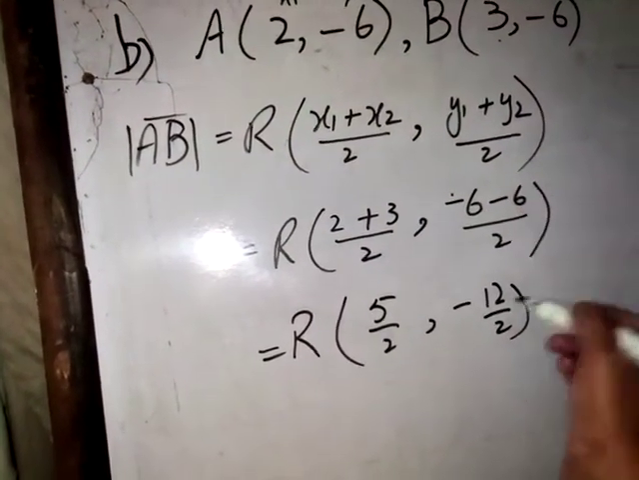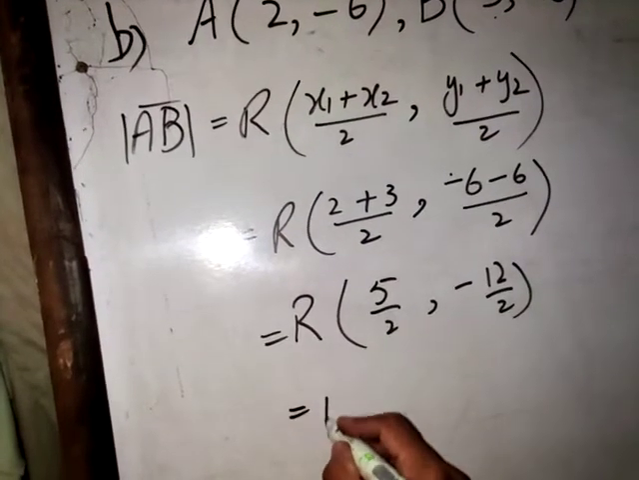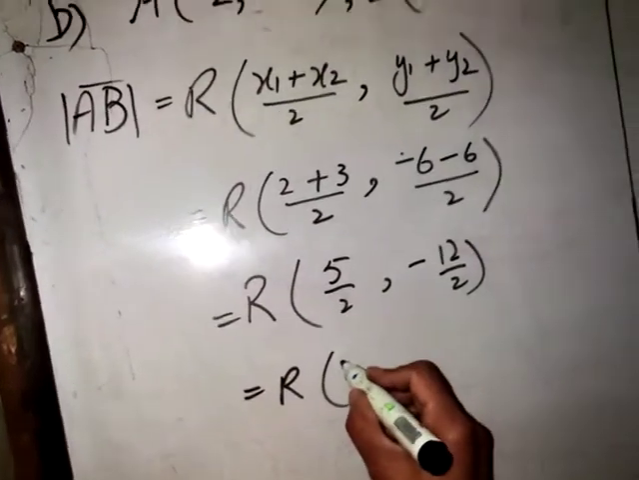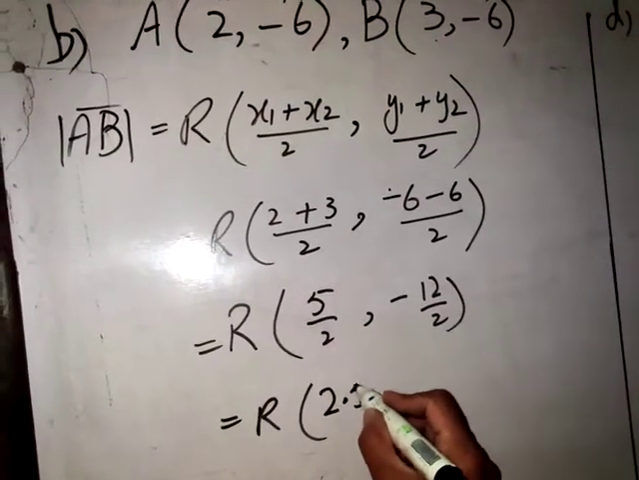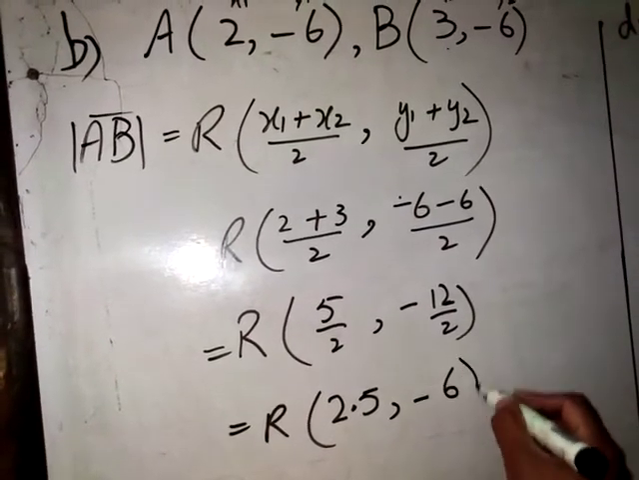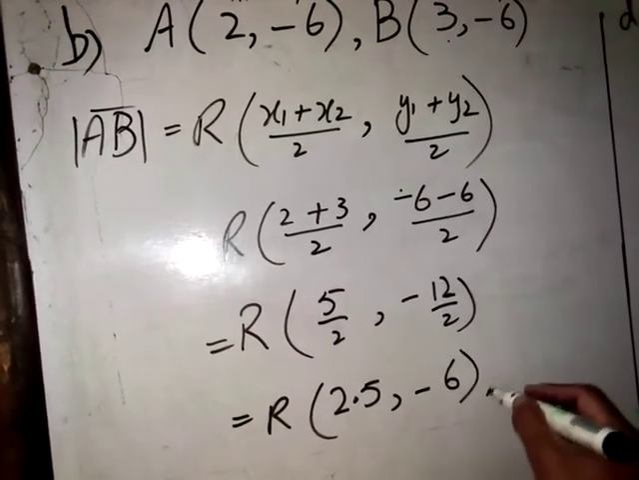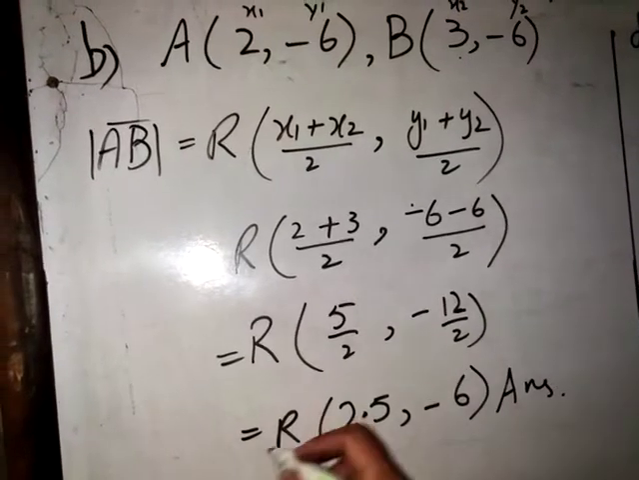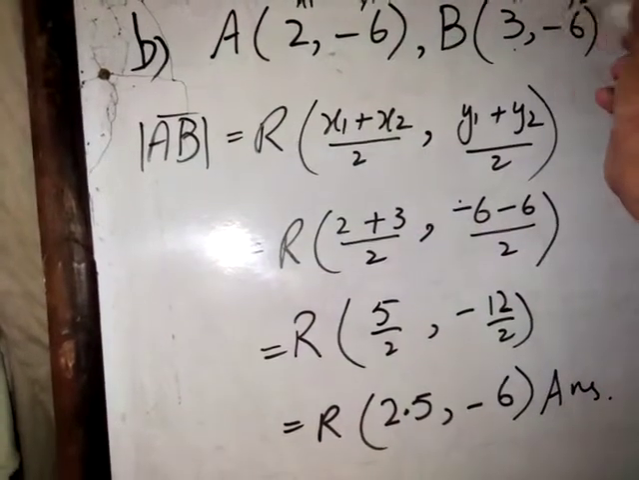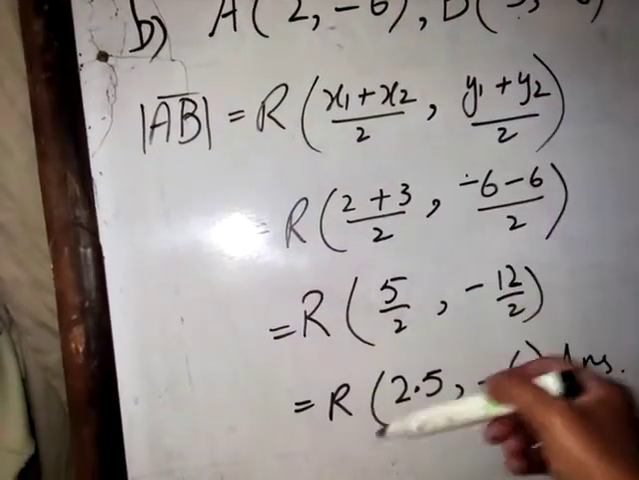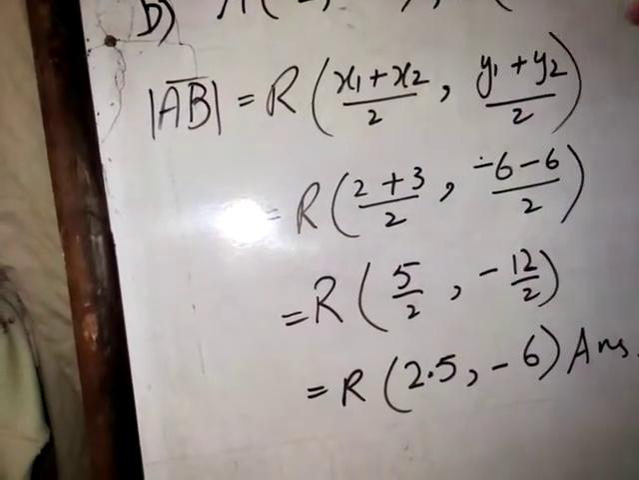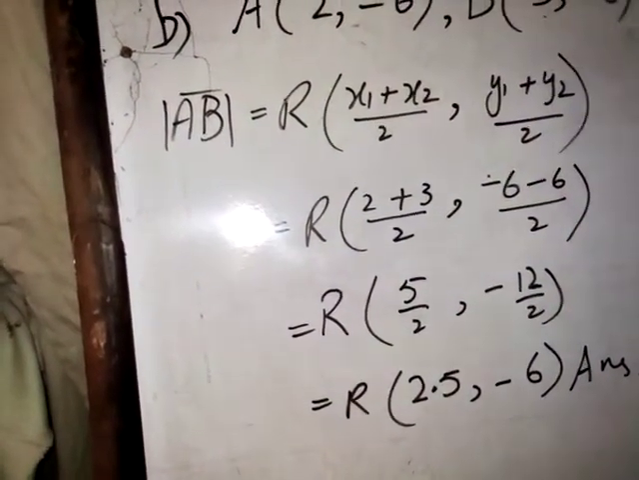These two values will be added, and midpoint R will be 5 divided by 2, which equals 2.5. 12 by 2 is -6, since 2 sixes are 12. So these are the midpoints of AB. These 2 points are given, and 2.5 and -6 are the midpoint of these 2 points.